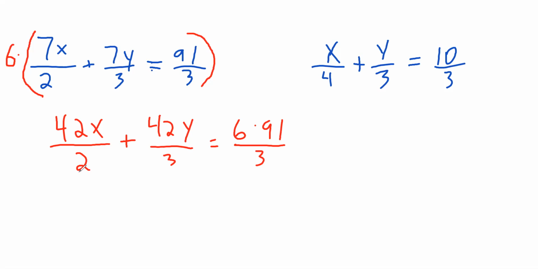Now you're going to have 42 divided by 2, which is 21, so it can be seen as 21x. In fact, we multiplied both sides by 6 because we knew this kind of cancellation would happen, so that we only have to deal with integers, whole numbers, in each case. That's kind of the power of it. So this one's 21x. Over here, 42 divided by 3 is going to be 14y.